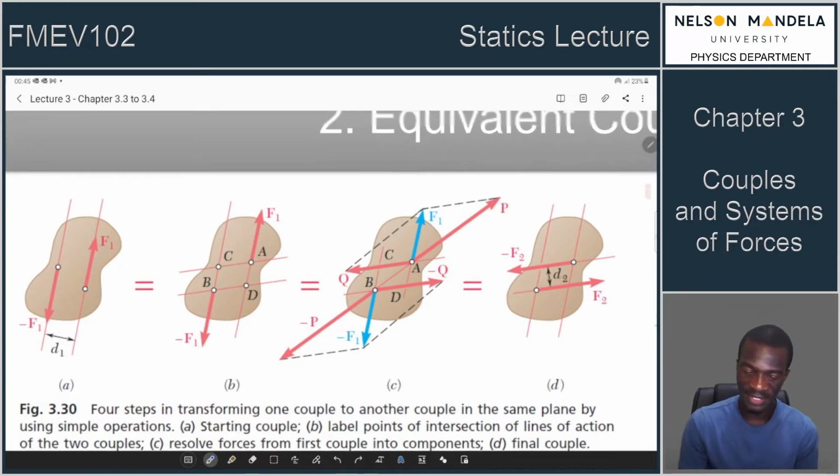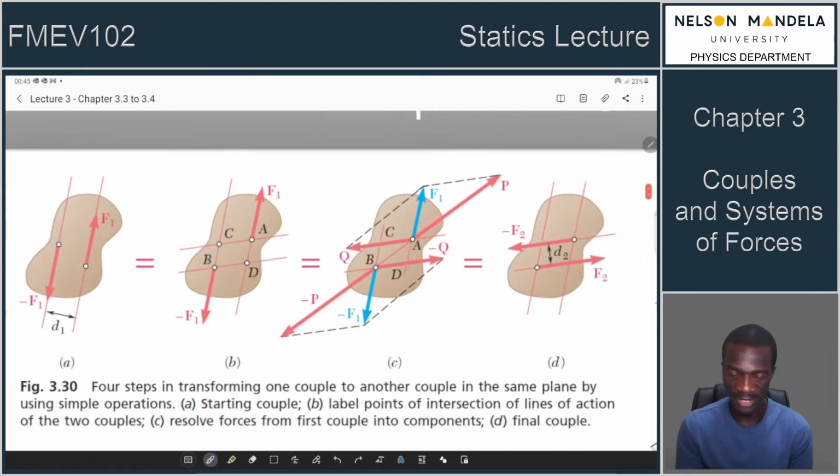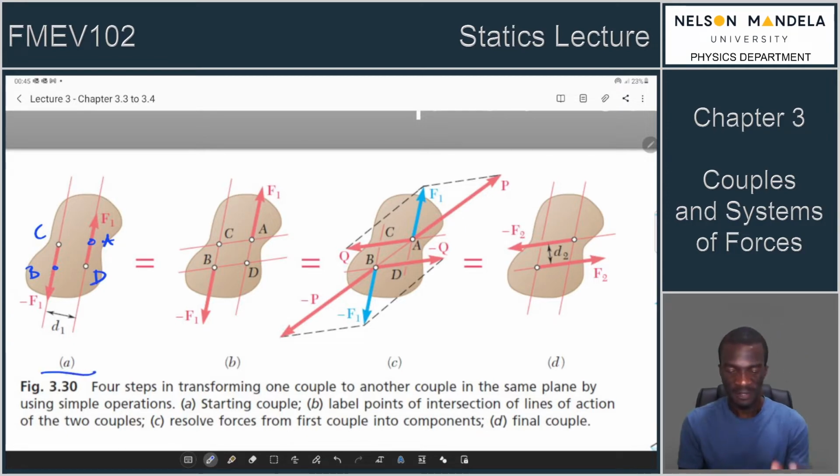To prove that this system is equivalent to that system, you can think about it this way. These two forces are acting at their points. Let's just call these points as they are labeled in this part of the diagram, where we have point A and point B, point C and point D. So in part A of the diagram, the forces are acting on what? The forces are acting on point C and point D.